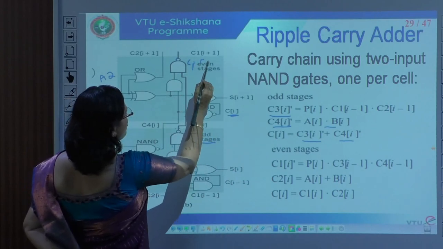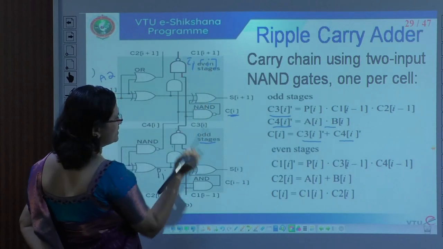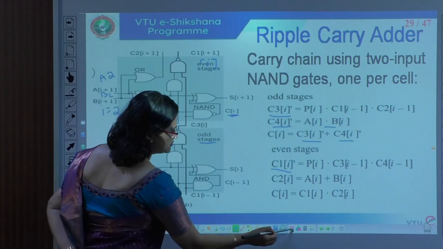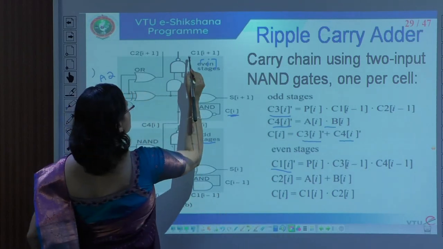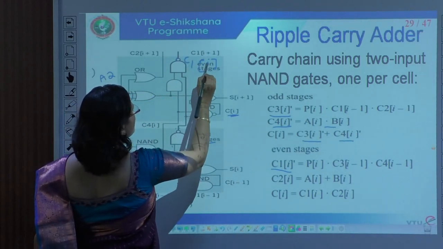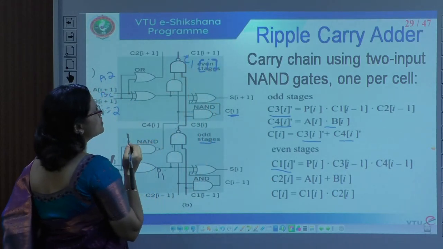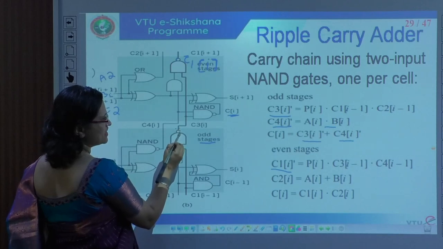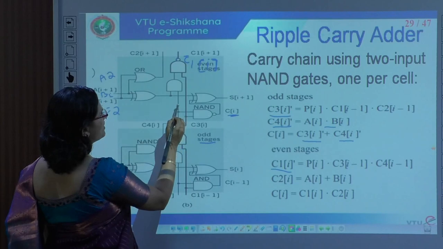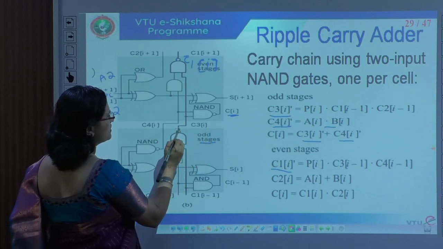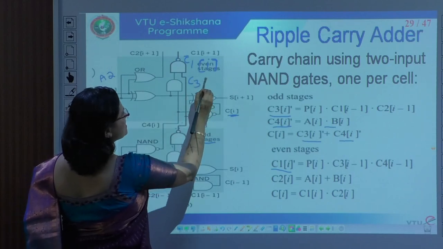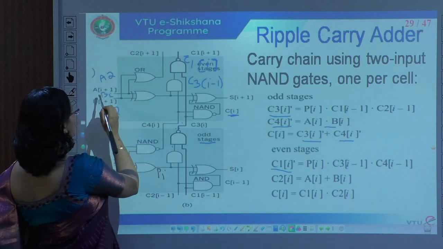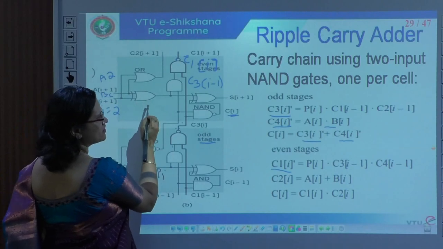So it is C1 of I complement, that is this, right? What you are getting is C1 of I complement. See here, at the output of this, what is this line? It is going to give C3 of I minus 1. So this line indicates C3 of I minus 1. And what are you getting here? It is Ai plus 1 and Bi plus 1, so you are XORing it.